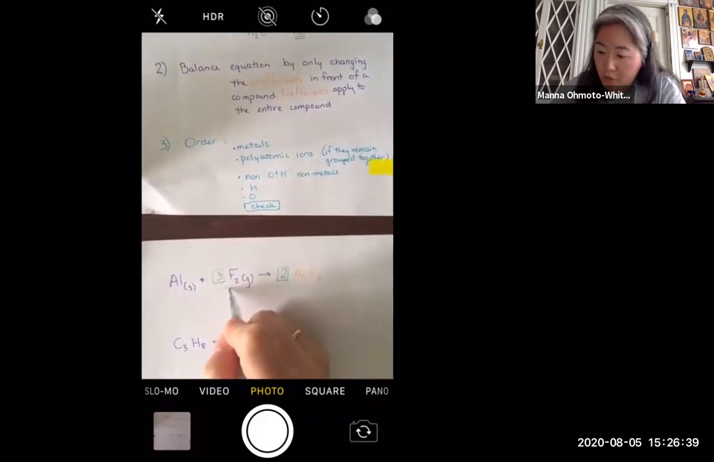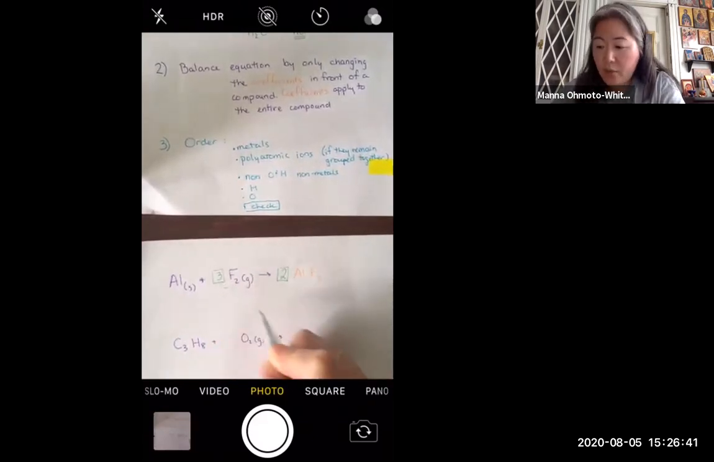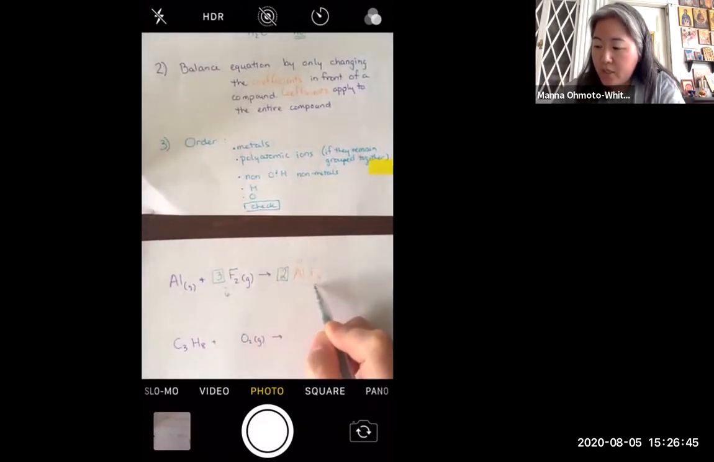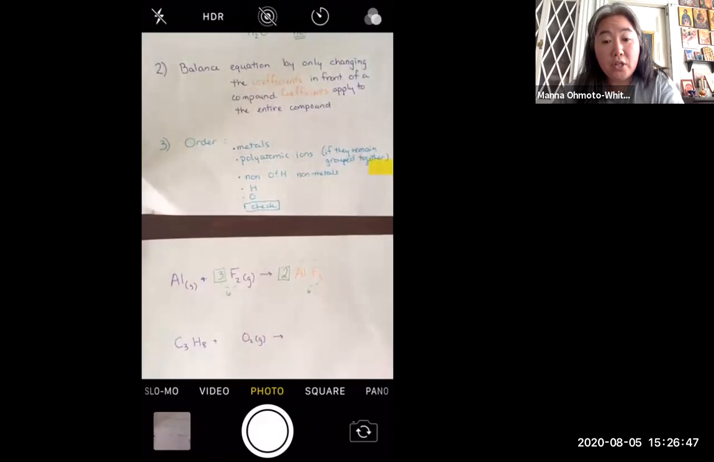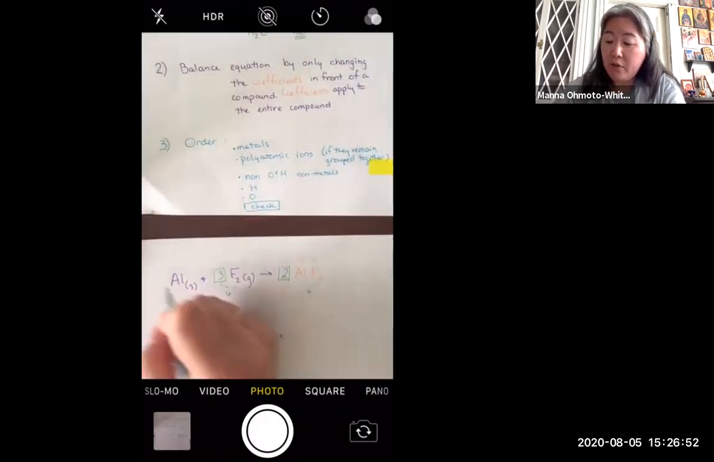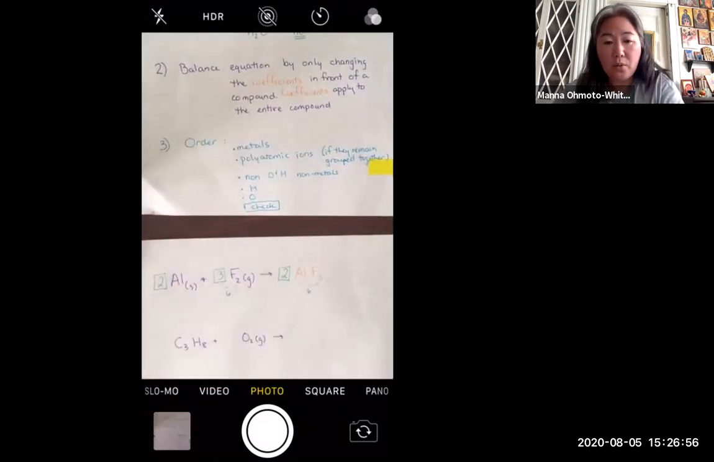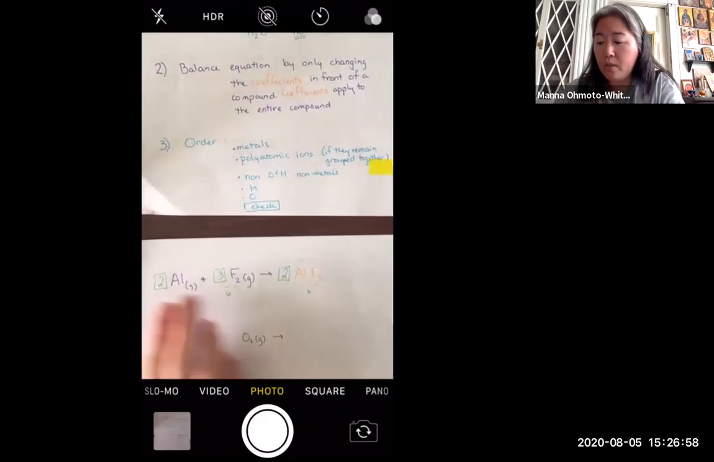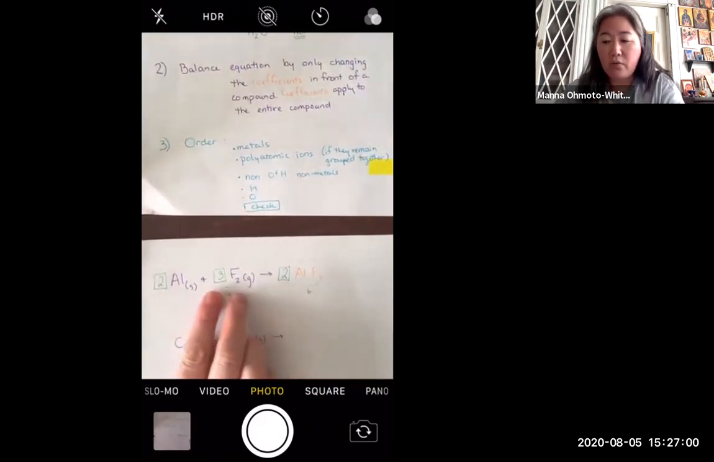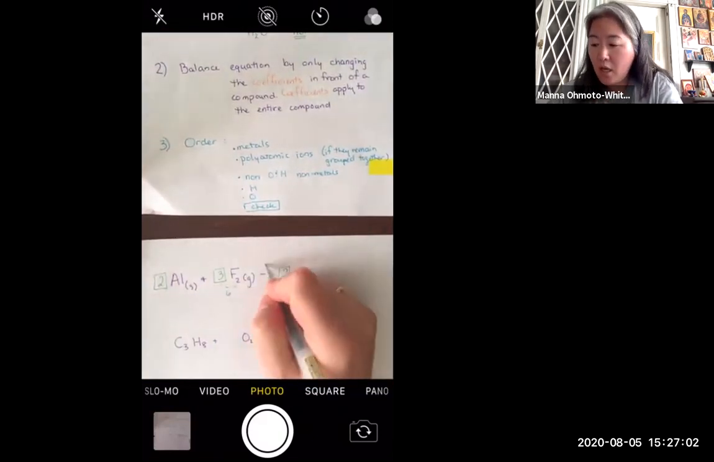I multiply my coefficient times my subscript to check. So I have 3 times 2 or 6 fluorines here and 2 times 3, 6 fluorines. So my fluorines are balanced. But now this is unbalanced by aluminum, so I have to go back and multiply my aluminum reactant by 2. So I check. 2 aluminums, 6 fluorines, 6 fluorines. Check.